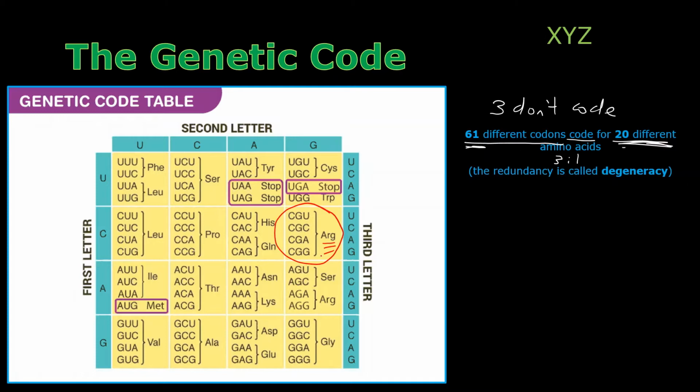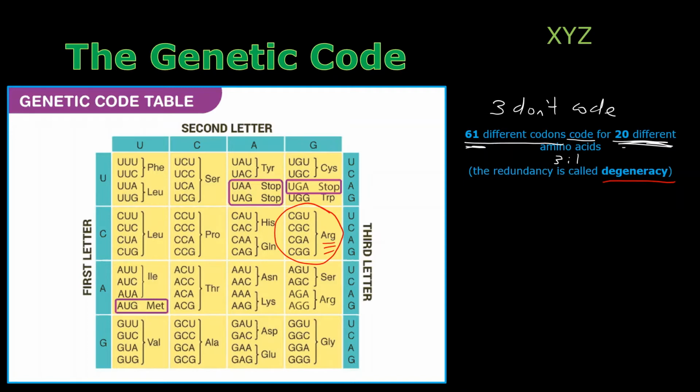We're not going to learn all the names of the amino acids. This redundancy in the code is called degeneracy. So we do have a degenerate code. It is redundant. Not only redundant, but triple redundant, right? It's got a 3-to-1 redundancy.